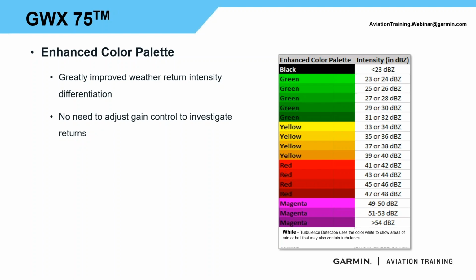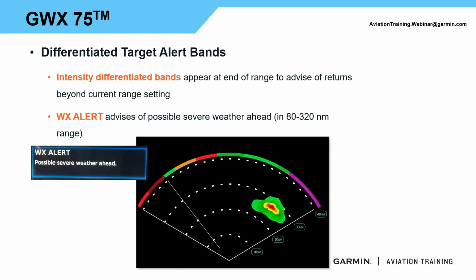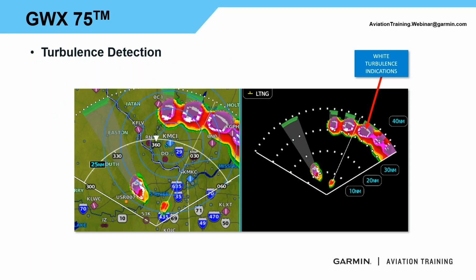The big difference I want to point out here is that turbulence is now no longer magenta with the 75, it is white. We have differentiated target alert bands. So it's still a target alert band, same thing, except now it is associated with the color of the estimated signal strength. There's the turbulence detection with the white. Very strong returns coming in.